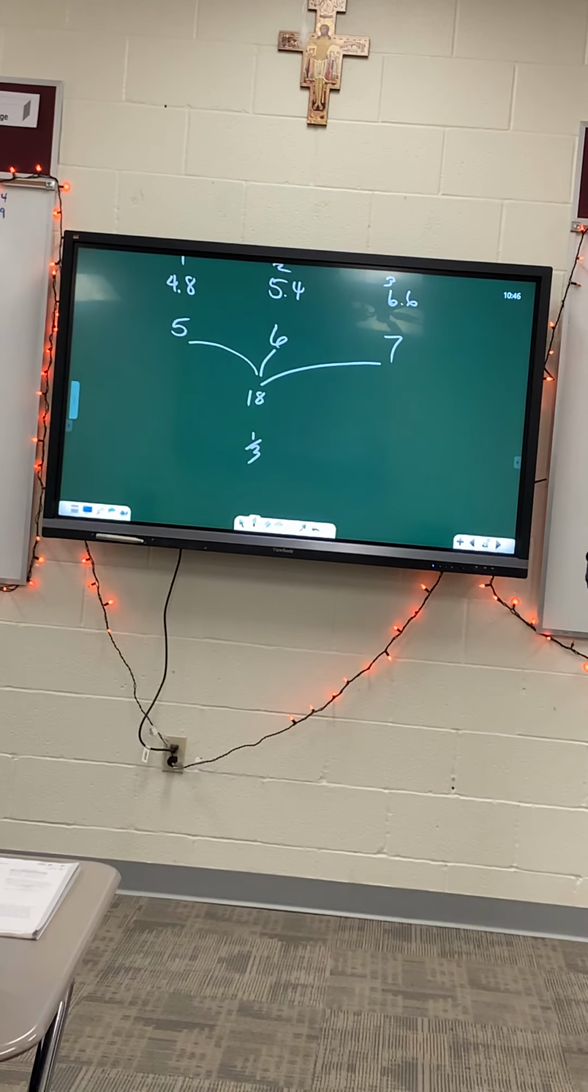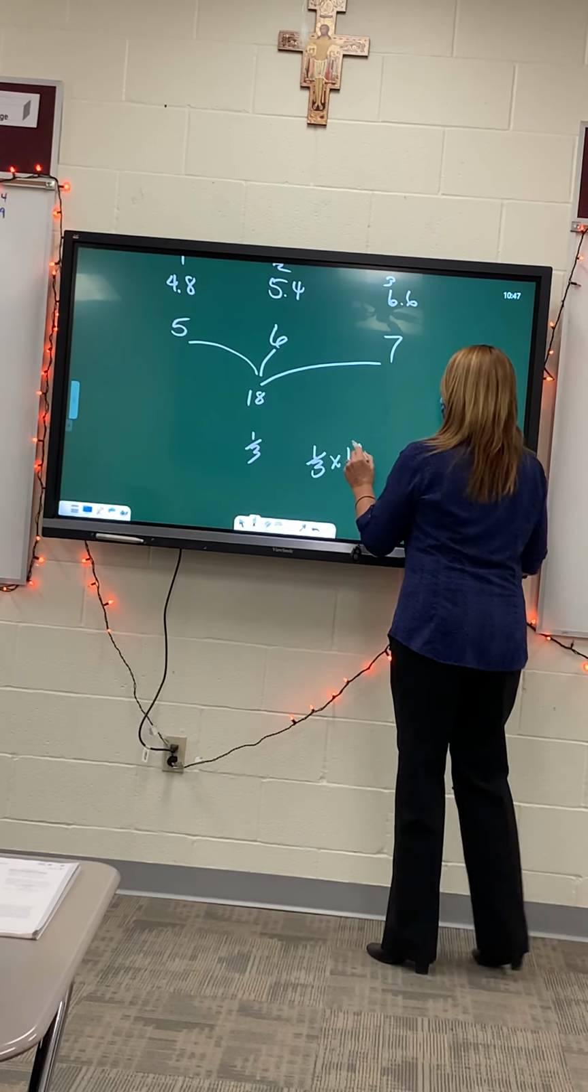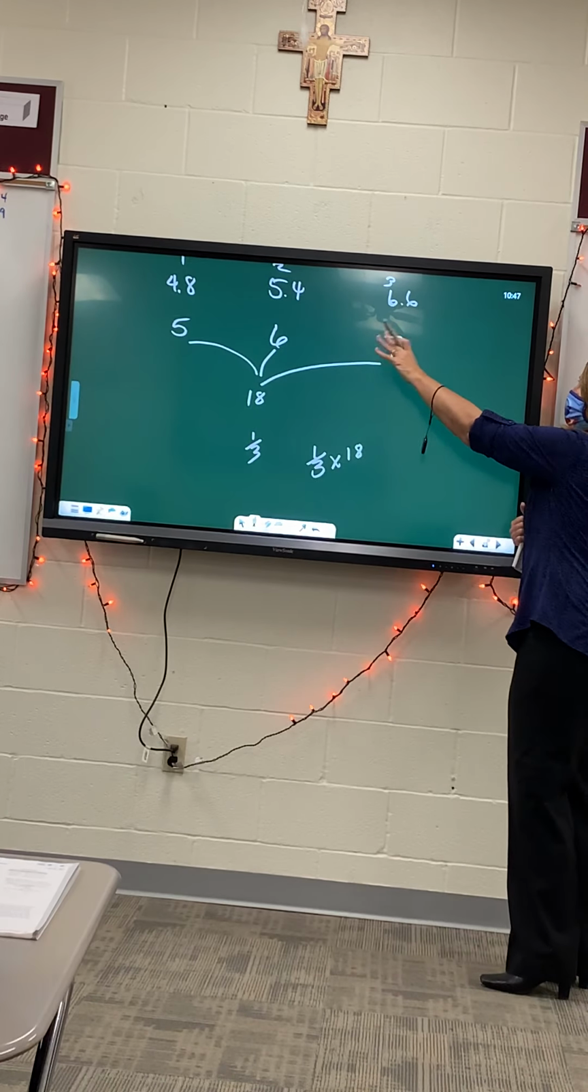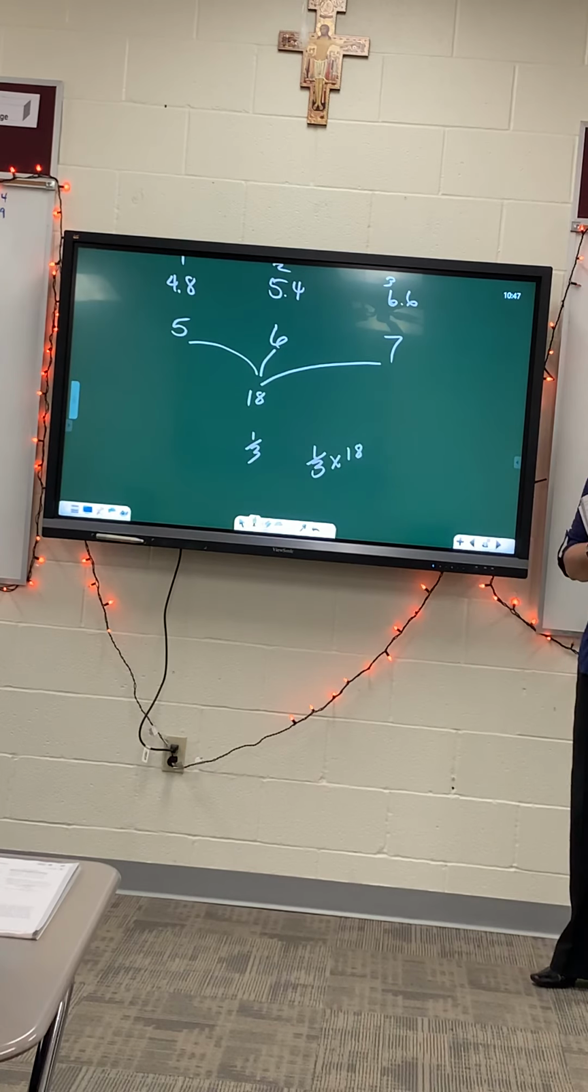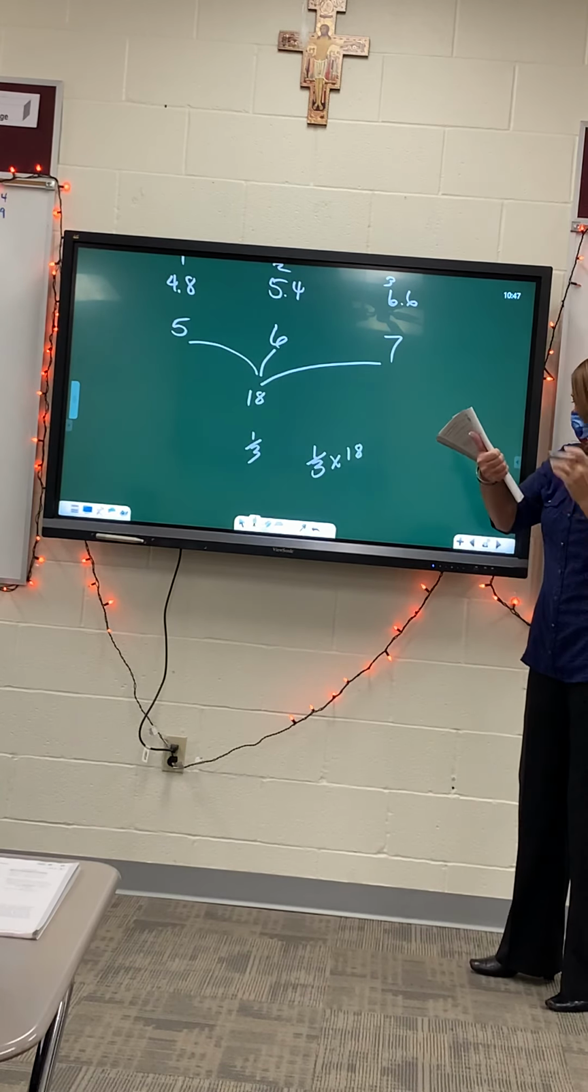How much did she use? A third of the bottle. A third of 18. How much did she use, Caleb? 6. Cut 18 into 3 parts. Okay. So what did we do? We added all of those numbers up from the bottle and we multiplied by the fraction that she used. She or he, whatever.